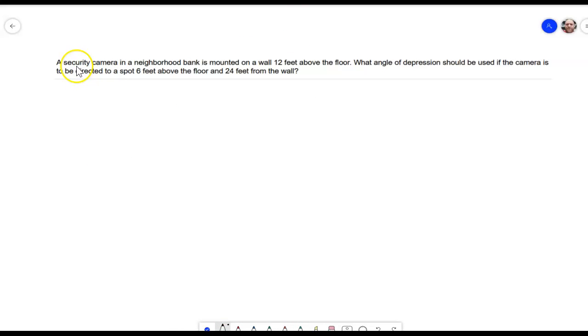All right, so going through here, it says it is mounted on a wall 12 feet above the floor. So first thing I'm going to do here is draw my wall, and I'm going to put a little camera, right? It's 12 feet above. So I know that this distance here, let me try to make that a bit straighter. Well, it's all right. Freehand that to the best of my ability. But I know that that right there is 12 feet.